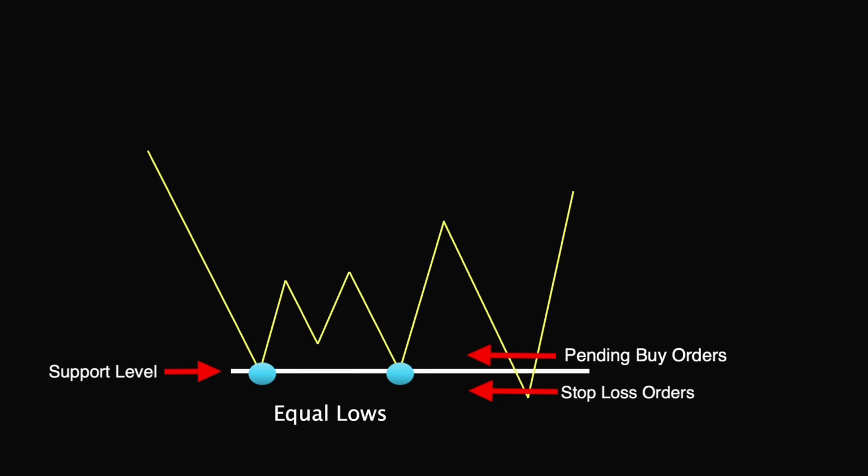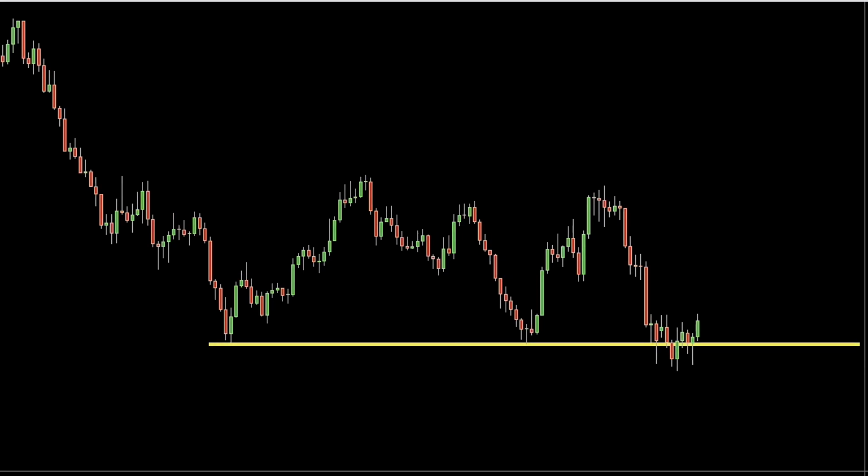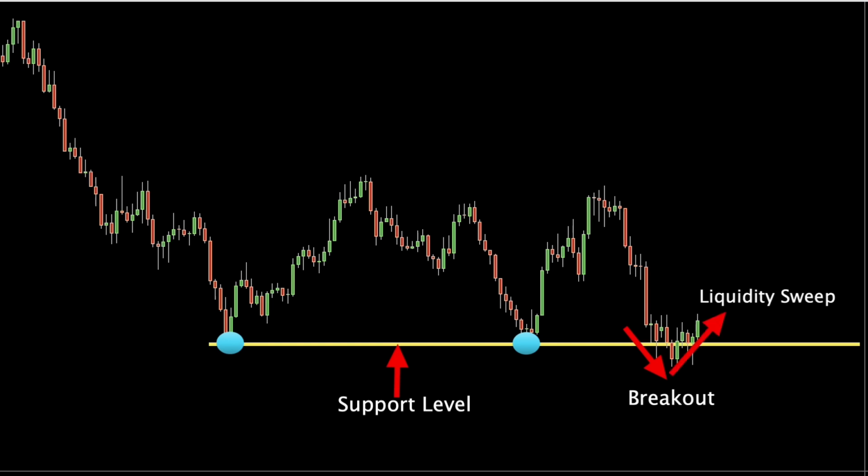Now let's dive into how you can spot and trade these equal low liquidity patterns. Look for horizontal support where the price has tested the same low level twice or more, forming a zone where retail traders are likely to place their buy orders. Watch for the break and reversal. As the price drops below the equal lows, don't immediately go short. Watch for a liquidity sweep, where the price briefly breaks the lows but fails to close below them.